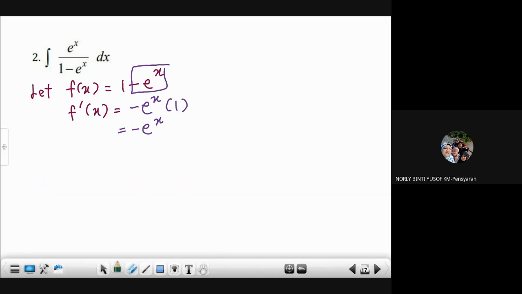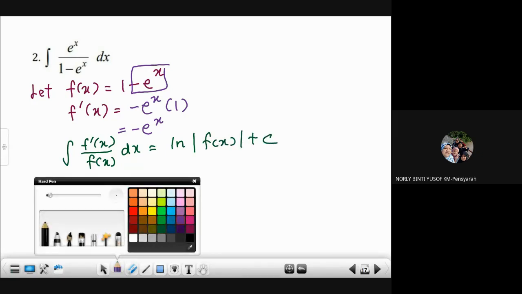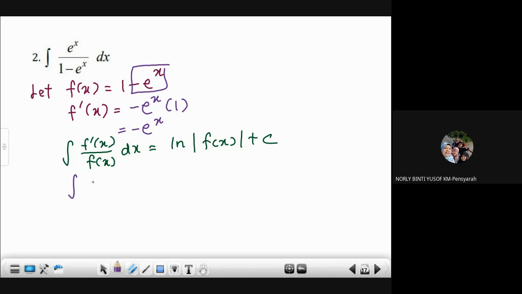So samalah, you akan buat dulu ikut formula function tadi. Ni tulis so that you can refer. Tapi kalau tak tulis pun tak apa, you refer the formula. So ln fx plus c. So kita pun tulis daripada function yang kita dapat ni lah. So negatif ex, berdasarkan apa dapat daripada f prime x untuk f function ni. So ini negatif ex over 1 minus ex dx, so equals to ln function iaitu 1 minus e power of x modulus plus c.